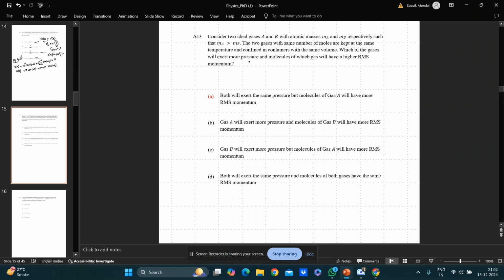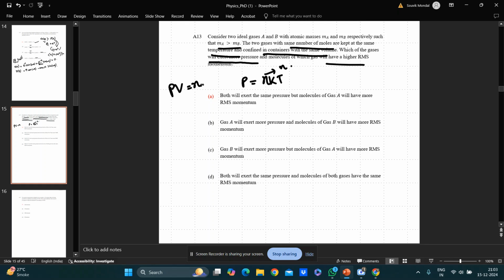Now this problem is saying that two ideal gases have atomic masses ma and mb, with the same number of moles, kept at the same temperature and confined in containers with the same volume. Which gas will exert more pressure and which has higher RMS velocity? Pressure is simply number density into kT, and number density is proportional to n, the number of moles. They have the same volume, so PV is equal to nRT.